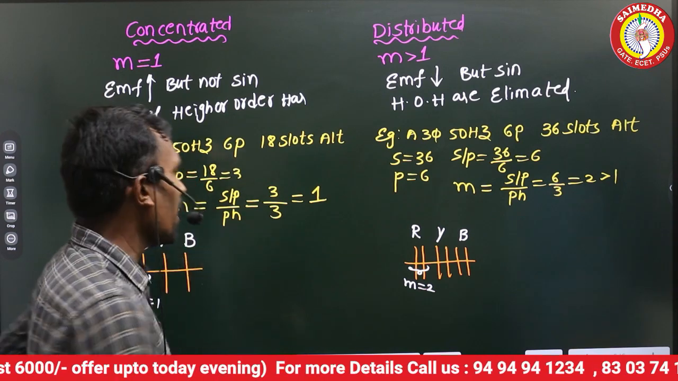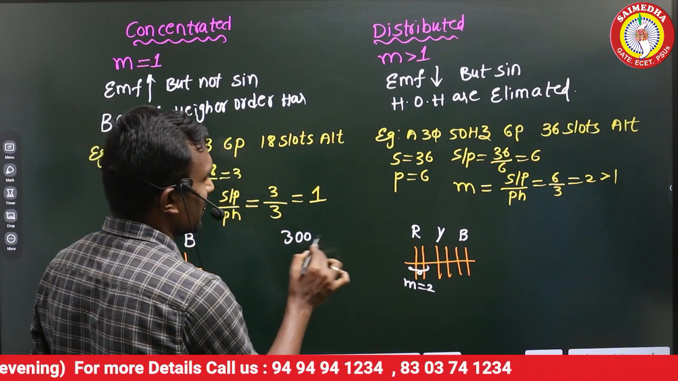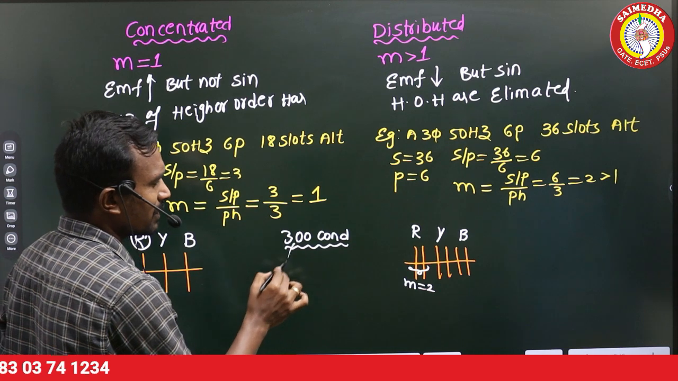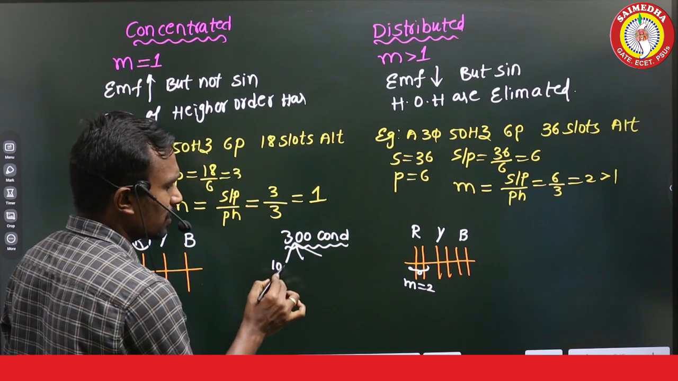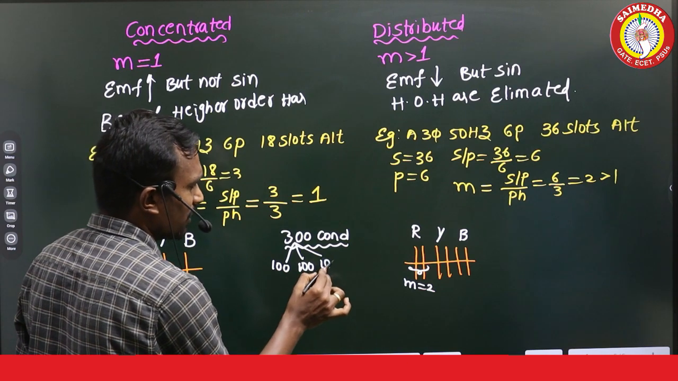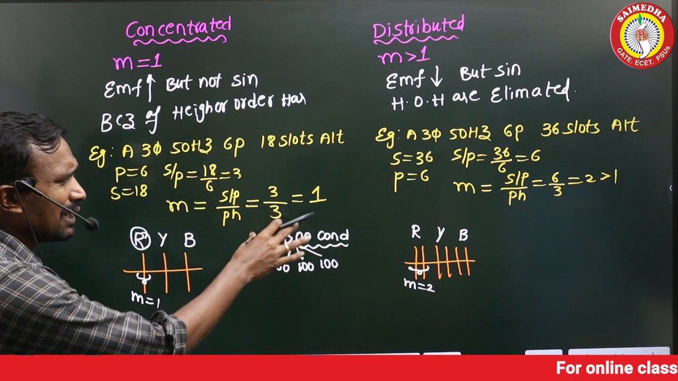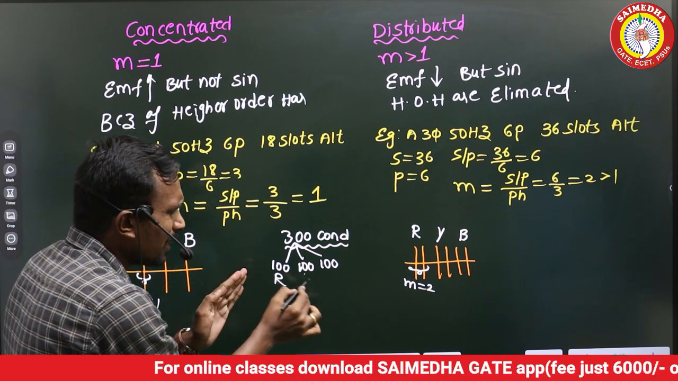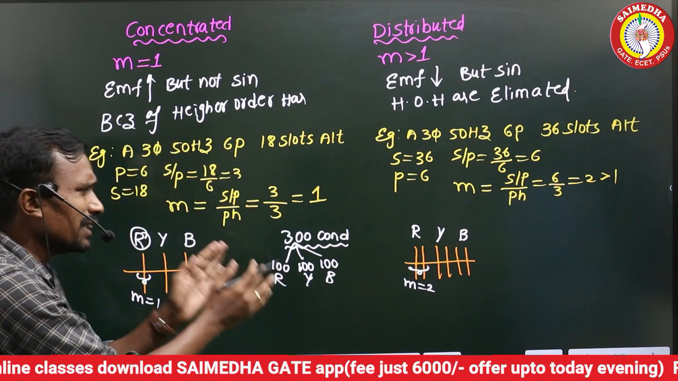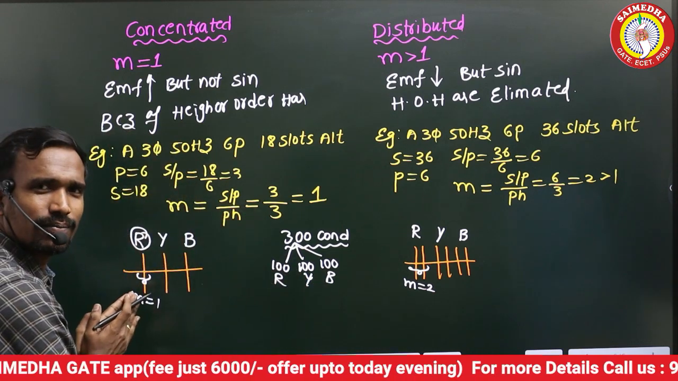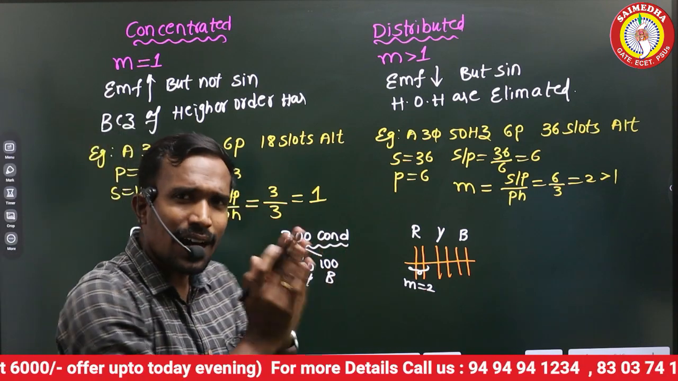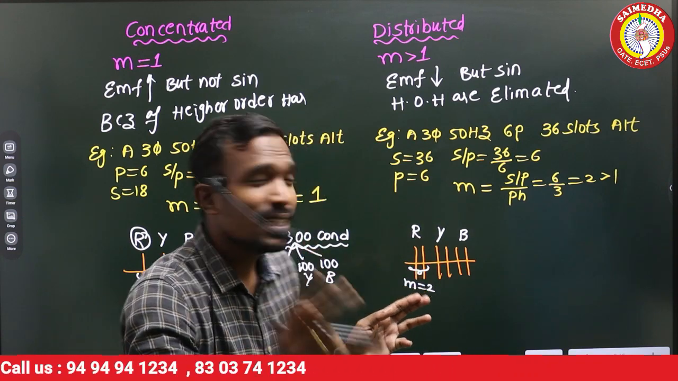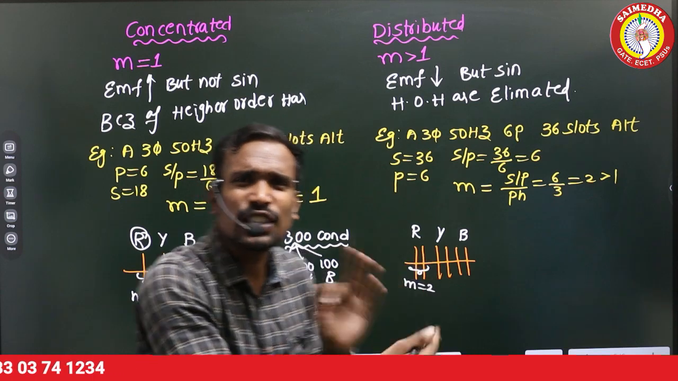For example, my alternator has 300 conductors. These 300 conductors are divided among R phase, Y phase, and B phase. In this alternator, the 100 R phase conductors are placed in one slot. But here, these 100 R phase conductors are distributed to 2 slots, each with 50.